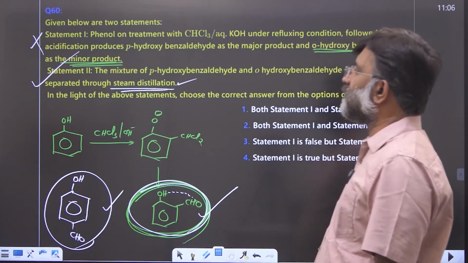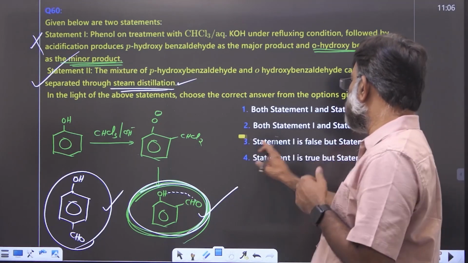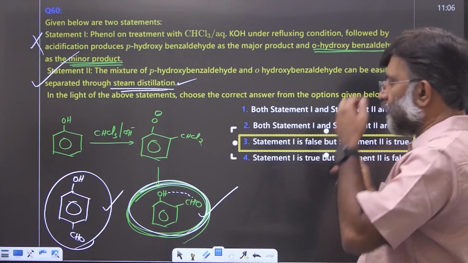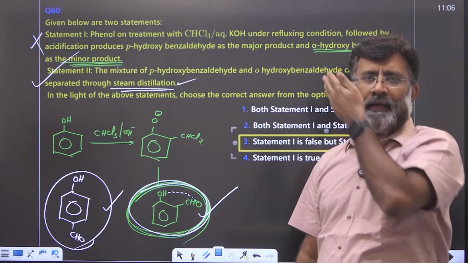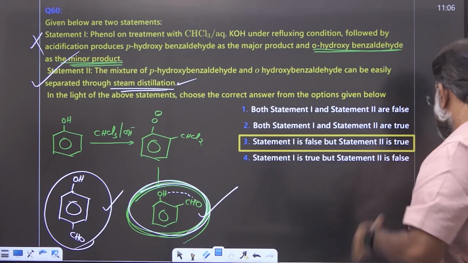First statement is wrong. What is the answer? Option 3 is the correct answer. Okay. Fine. Next question.